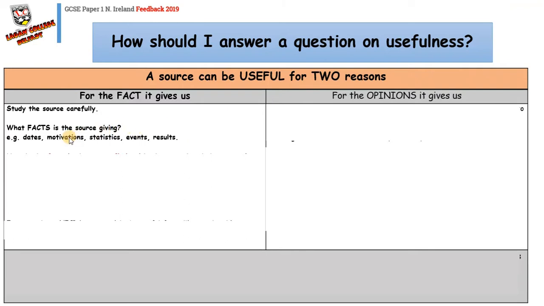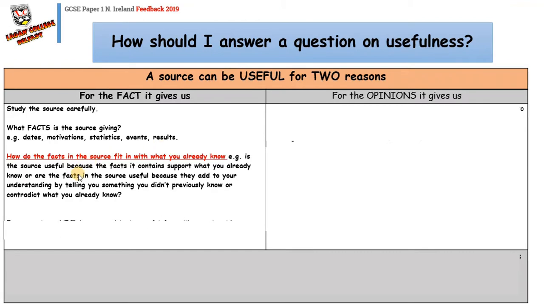So what about facts? Well, you have to study the source carefully. What facts is a source giving us? Is it giving us the dates? Is it giving us motivations, why something happened, why people wanted something to happen? Is it giving us statistics, events, or results of something?